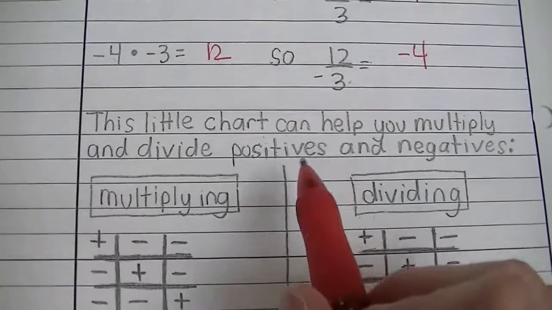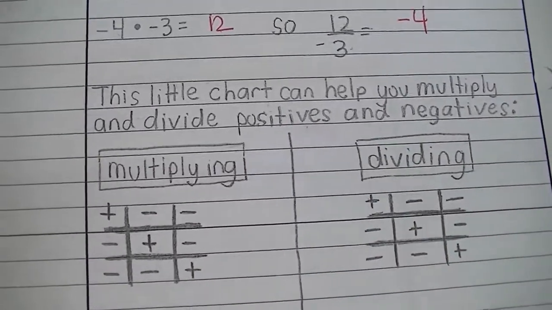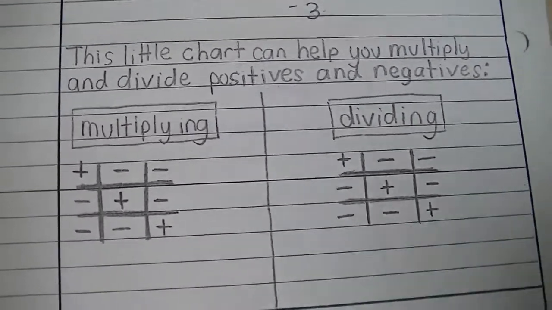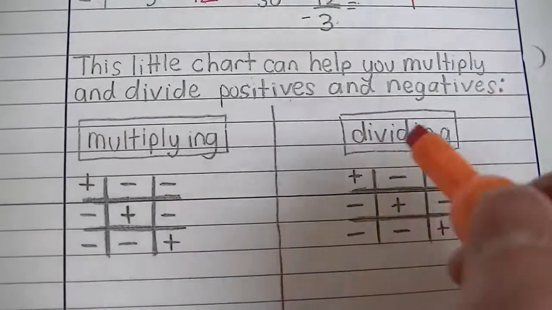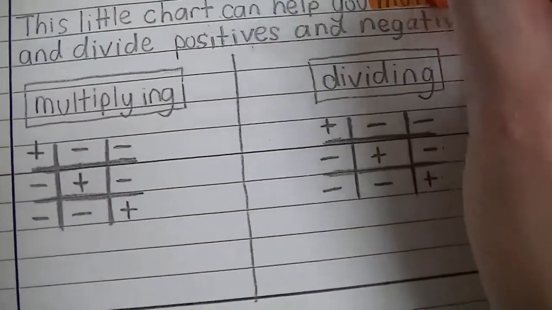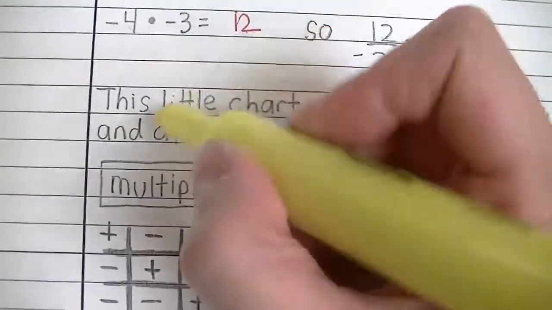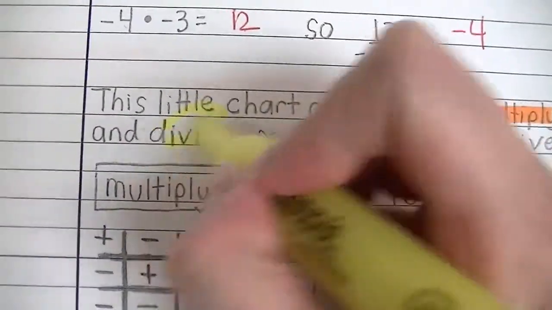So here's a little chart that can help you with multiplying and dividing positives and negatives. And I want to reiterate and stress this very much, that this only works for multiplication and division, okay? It only works for multiplying and dividing.